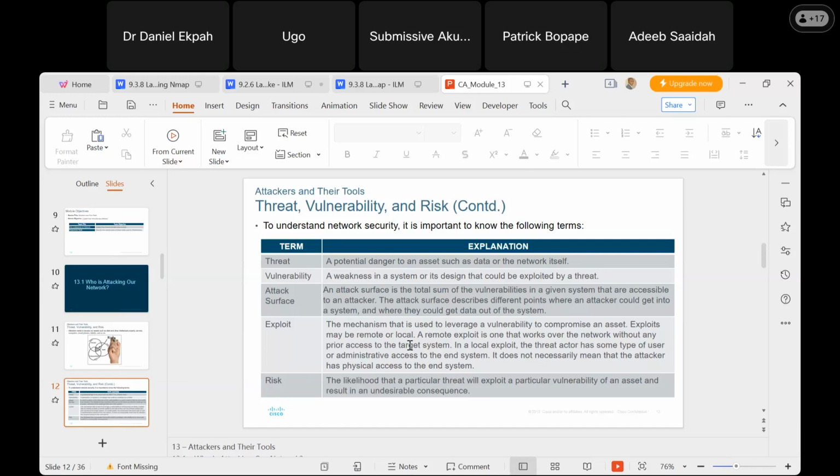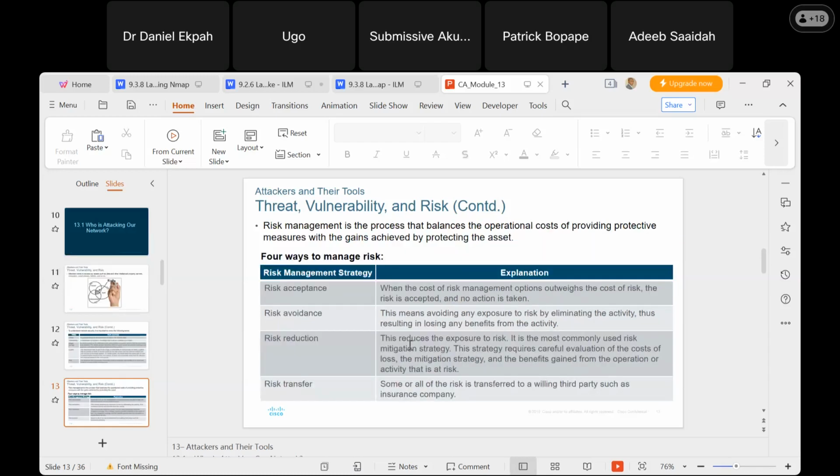So at every point in time, we need to understand what a threat is. We need to know what vulnerabilities are. We need to know what the attack surface is. We need to know what an exploit is, and risk. These are very strong terms you need to know as a cybersecurity analyst.